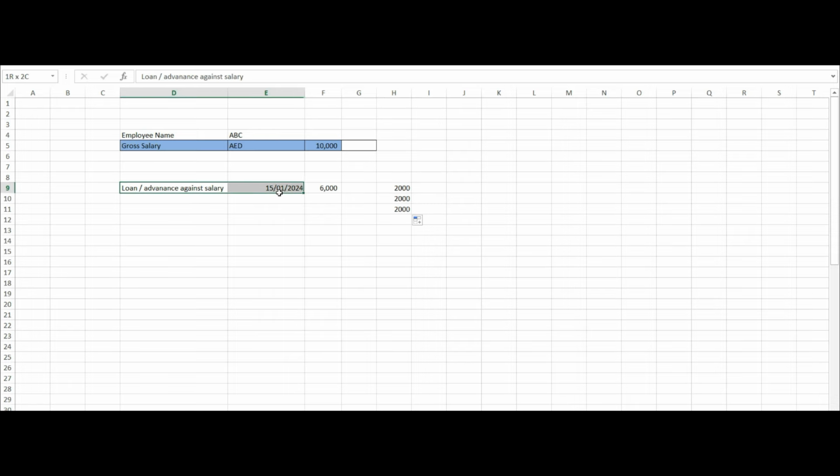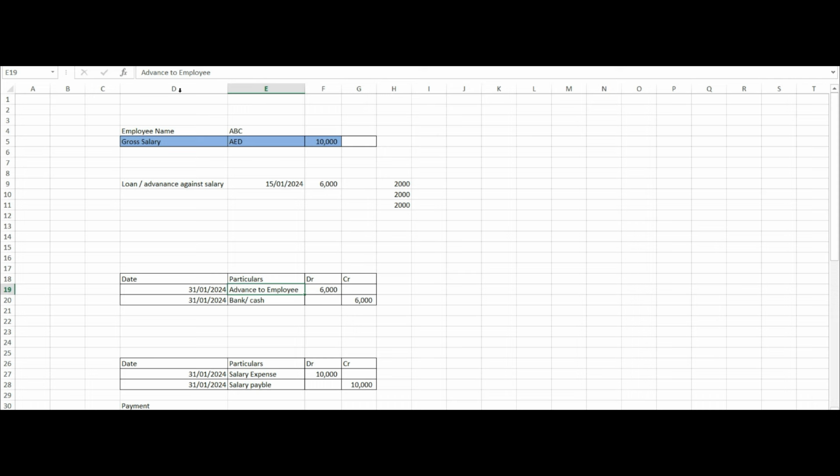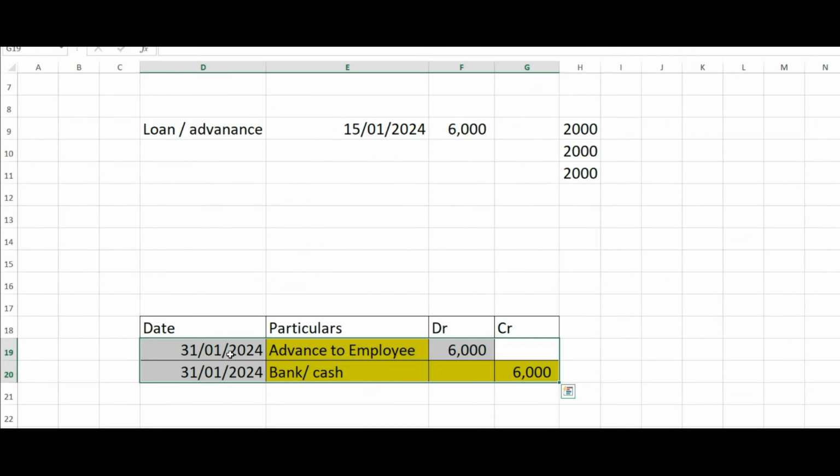Now at the time of advance you will make the entry as, you will debit advance to employees or loan to employees, because this is our asset, and this is also your asset account, and bank or cash will be credited with 6,000. When? On 15th of Jan 2024 at the time of advance.